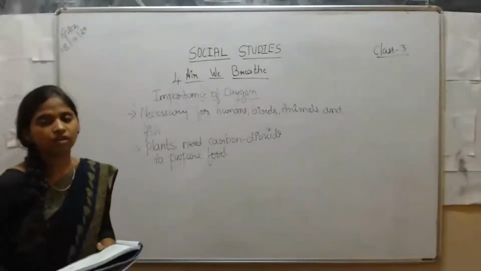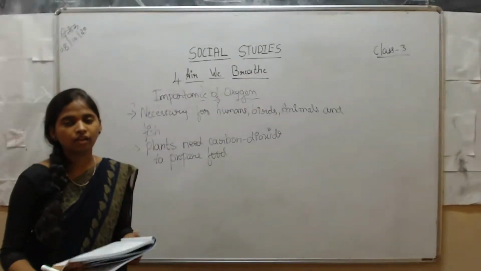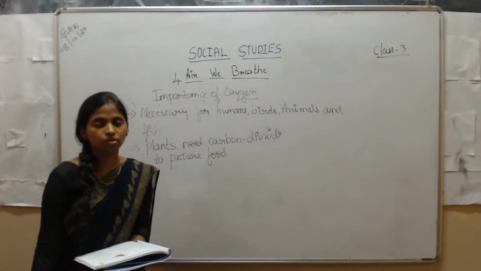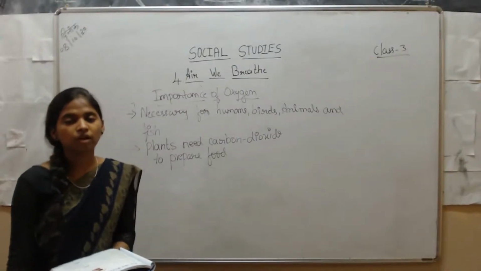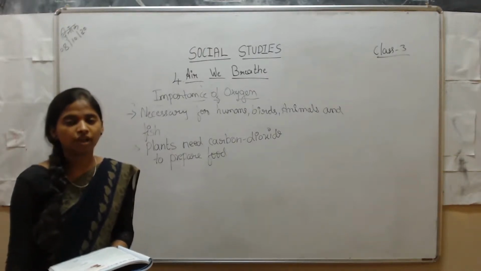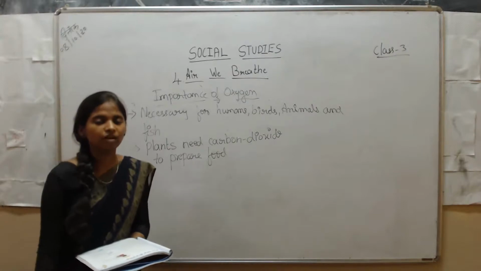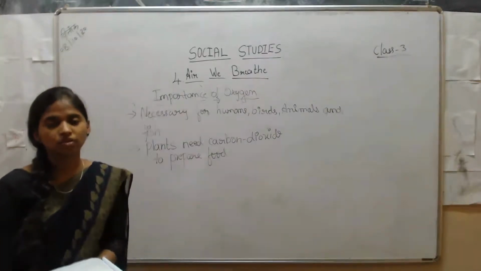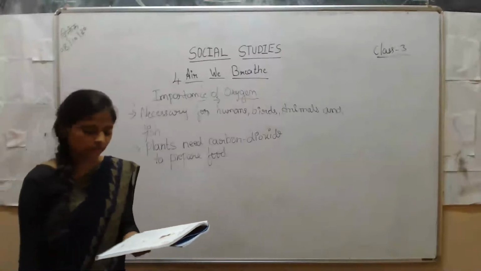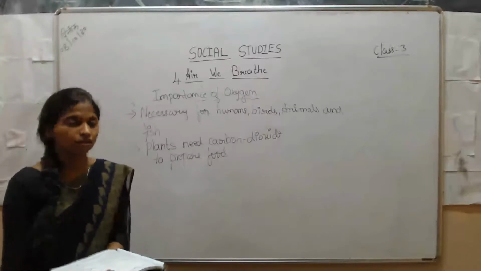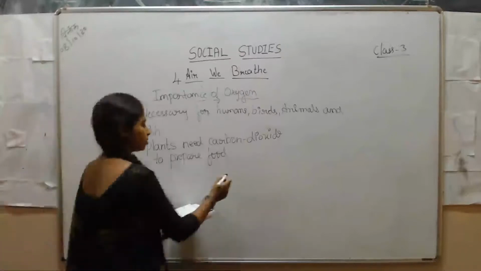What do we need? We need an ideal temperature. What do you mean by ideal temperature? It should not be very hot. It should not be very cold. It should be in the middle of that. If it is like that temperature, then only we can survive. So the atmosphere is the layer which is present around the earth.